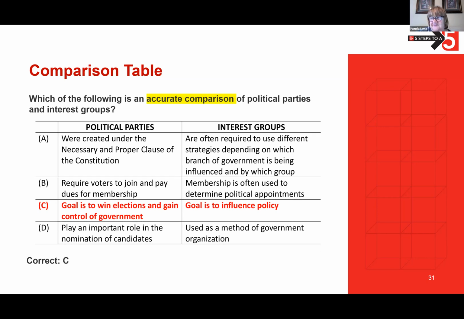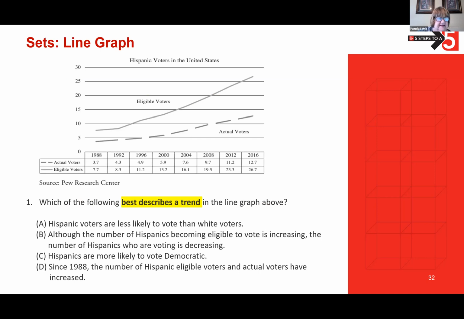Expect 5 of those questions that compare political parties, interest groups, Federalists, Anti-Federalists, the Senate, the House of Representatives, anything that makes a good comparison. If you haven't practiced these kinds of questions, the 5 Steps to a 5 book has some of these style of questions in it. If you're using that book, look at those questions and make sure you're comfortable with this style of question.